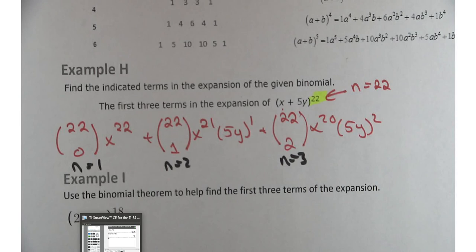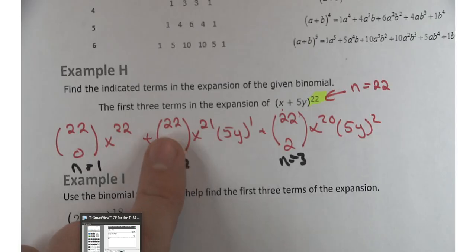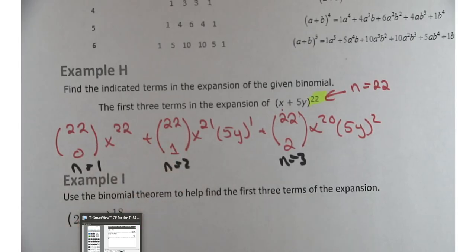And how about this next one? There's kind of a pattern with this second term as well, right? Can anyone anticipate what this one would be? If you've got 22 objects and you've got one to choose from those 22 objects, how many choices do you have? 22. You can pick any one of them. So a couple of these numbers you can get just by thinking about them, really.